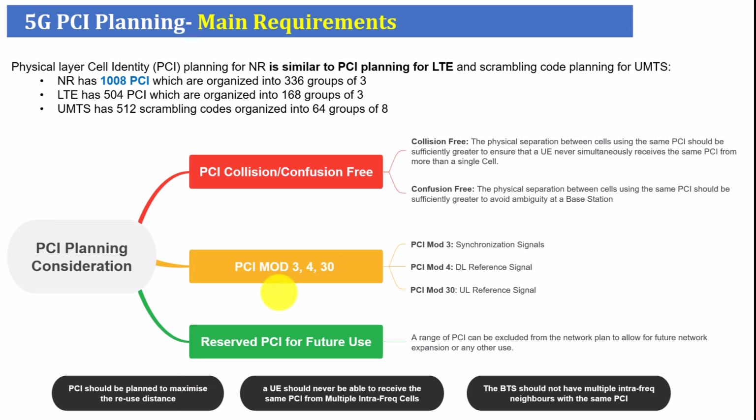And we have PCI mod 3, mod 4 and mod 30 planning concepts in 5G. Before in 4G, it was mainly about mod 3 and mod 30, where mod 3 is mainly used in the synchronization signals, the PSS, primary synchronization signal, and SSS. And PCI mod 4 is used for the downlink signal, usually the DMRS for the broadcast channel. I will go through all of that. And you have mod 30, which is exactly the same as what you used to have in 4G, which is about the uplink DMRS reference signal.